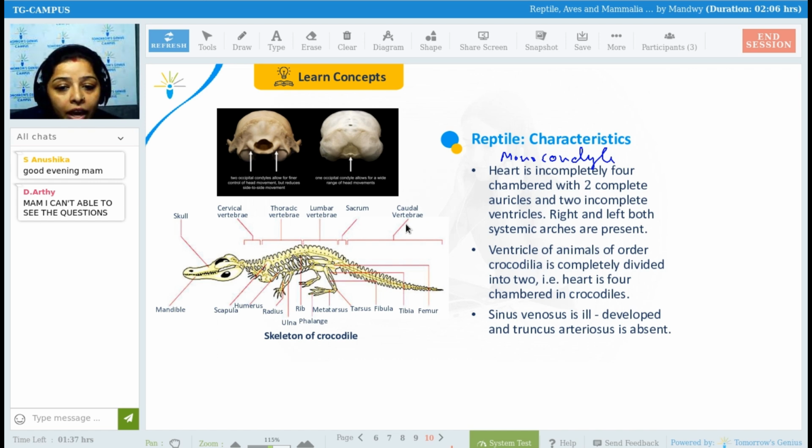In the image you can see they have ribs. And as you can see in the image also, the centrum of the vertebrae is procoelous. Centrum of vertebrae means the center part of the vertebral column. This is the vertebral column. So the center body of the vertebral column is procoelous.